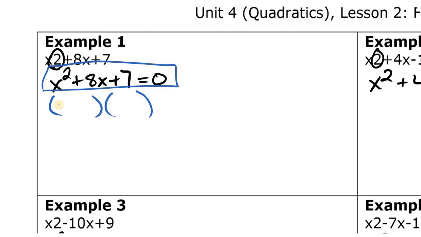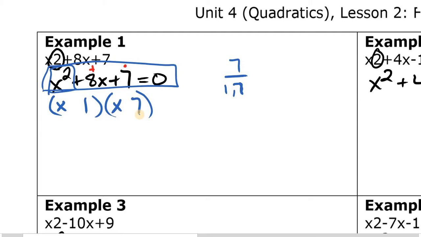All right, back to where we were. We have our 2 parentheses. What do we have to multiply by itself to get x squared? That would be an x and an x. And then we go through the process of thinking what 2 numbers multiply to give me 7 and add to give me 8. So if we have to, we come over to the side and we list our factors of 7, which are easy because there are only 2, just one pair of factors, 2 numbers, 1 and 7.